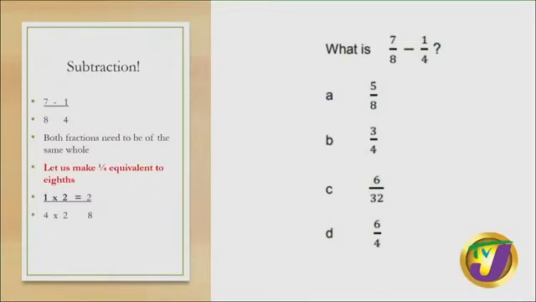So we're multiplying by 2. So now 2 times 4 gives us 8, 2 times 1 gives us 2. So what we're saying is 1/4 is equivalent to 2/8. Now we can subtract. 7/8 subtract 2/8 gives us 5/8, option A.